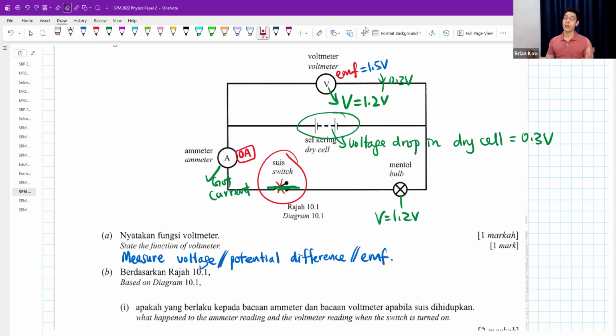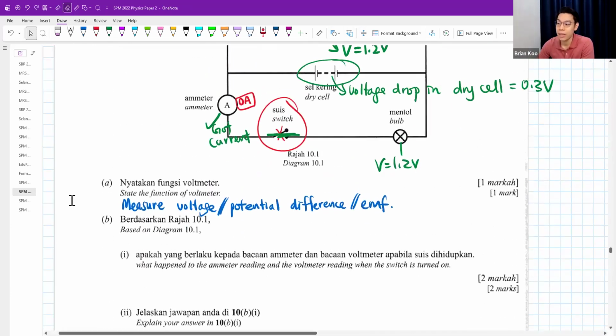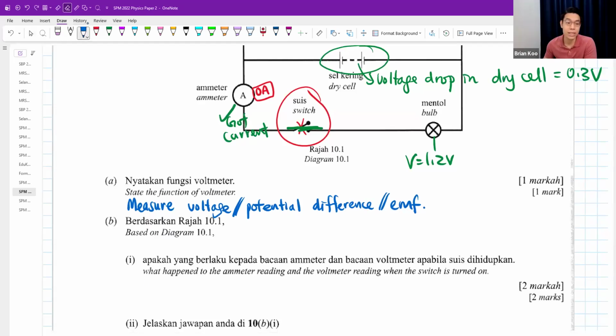Okay, so that is the whole idea on e.m.f., chapter 3.3. So what happened to the ammeter reading? You can say the ammeter will show some reading, or the ammeter reading will increase, or the needle pointer will deflect. You just tell them there will be some reading, then can already. The ammeter will show a reading, because just now it was 0. Now it will show some reading, or reading increases also can. Then what happened to the voltmeter reading? The voltmeter reading will decrease.